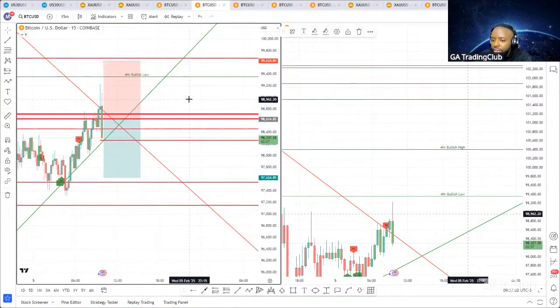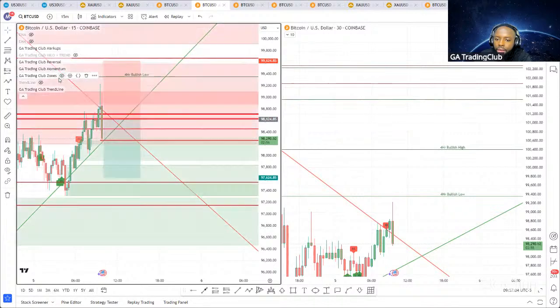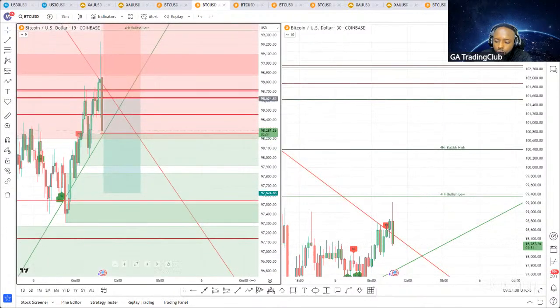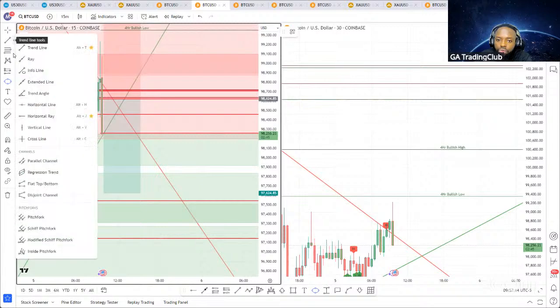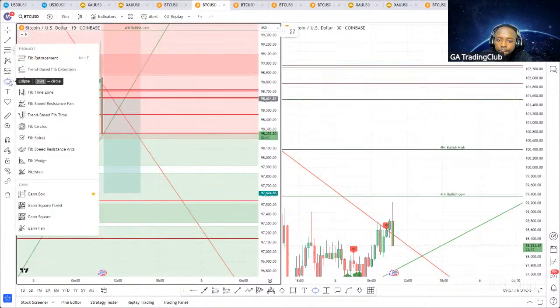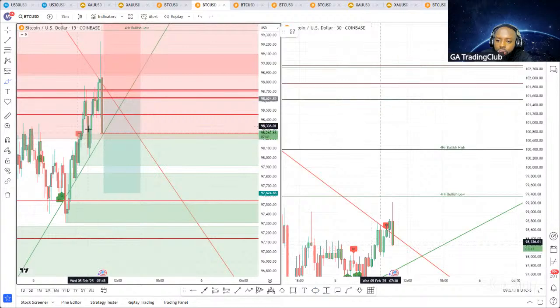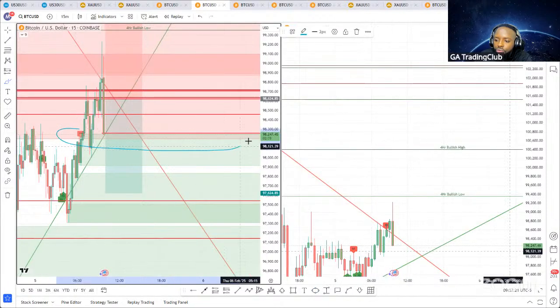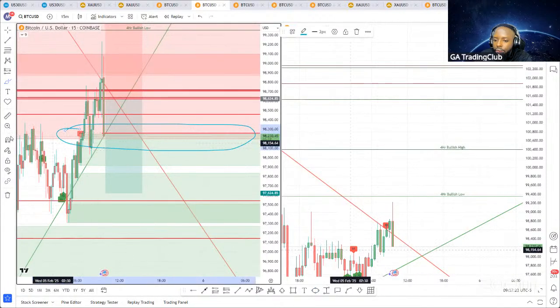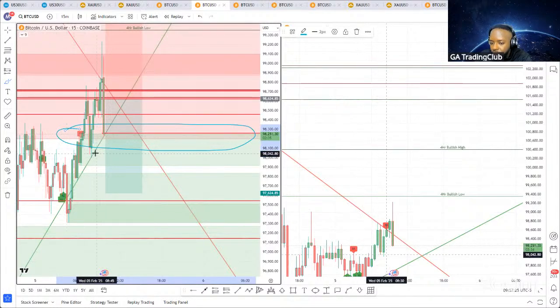So if we do get that rejection resistance right here, if we turn on the zone, so remember, what are the red flags? When we're looking at the zones, we do not want to see this overlapping of zones. So you see here where the supply zone and demand zone have overlapped.